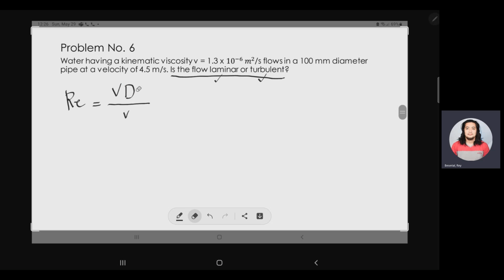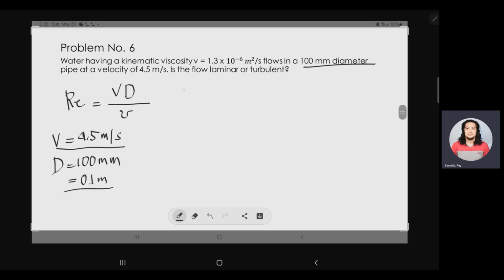Since given naman yung ating kinematic viscosity, ipang write up natin yung ating data doon sa mga variable natin. So meron tayong velocity na 4.5 meters per second, diameter na 100 mm. But ang gagamitin natin in terms of meters, so 0.1 meters. And then yung ating kinematic viscosity na 1.3 times 10 to the power of -6 meter squared per second. So ilagay natin siya sa ating equation.